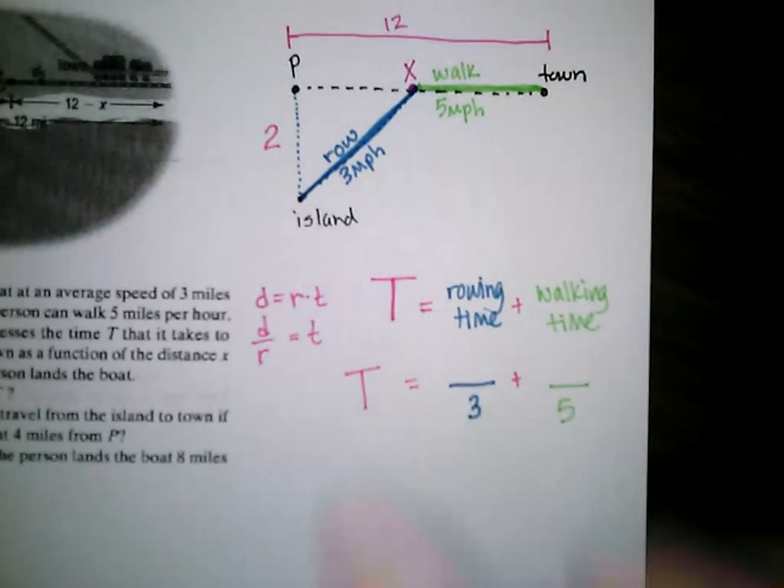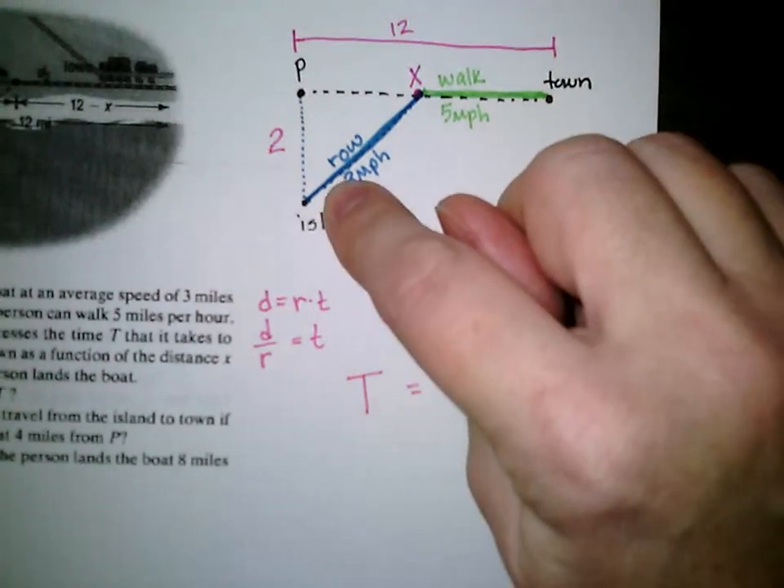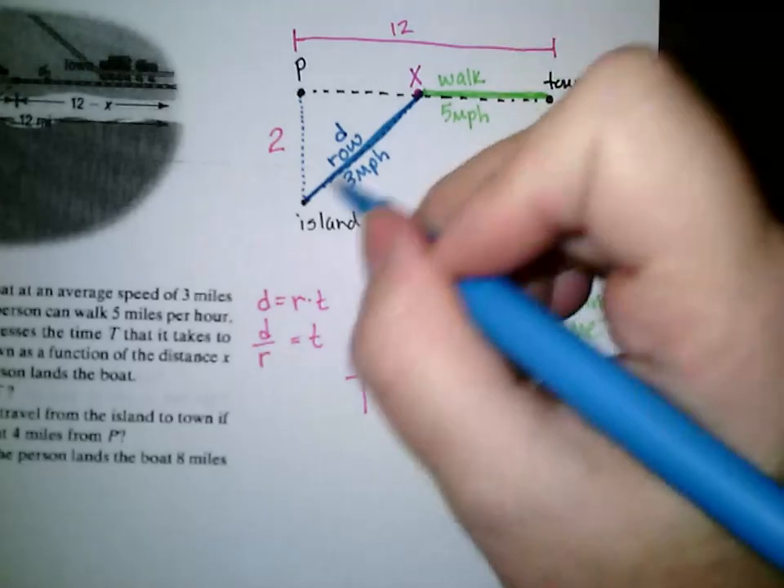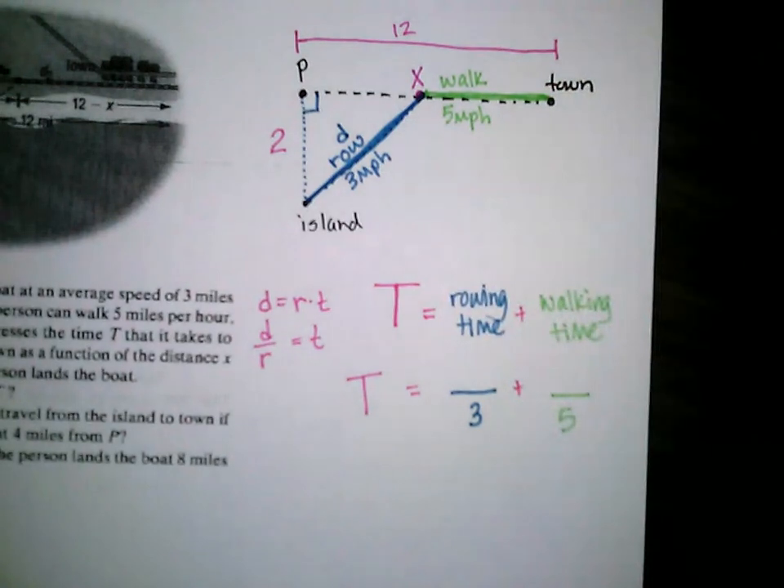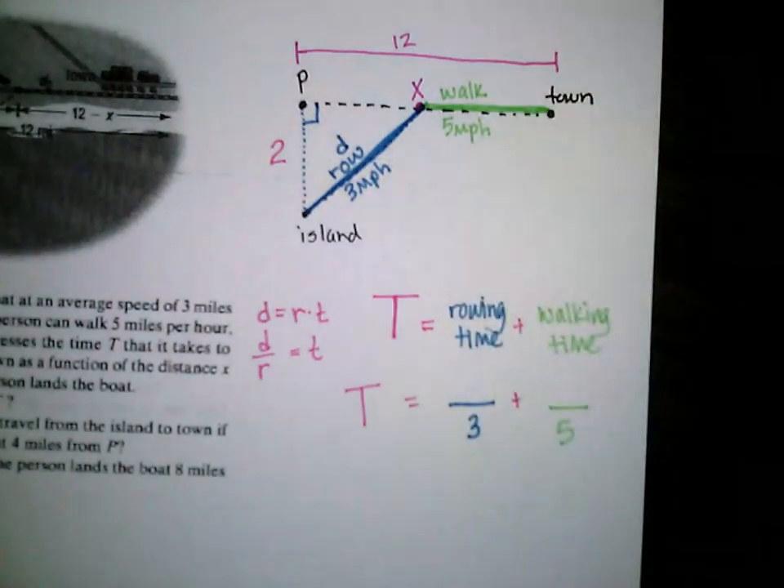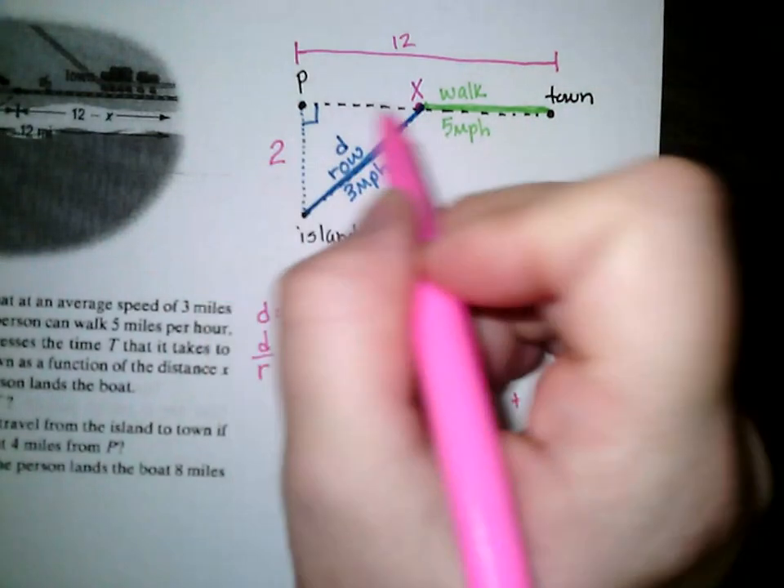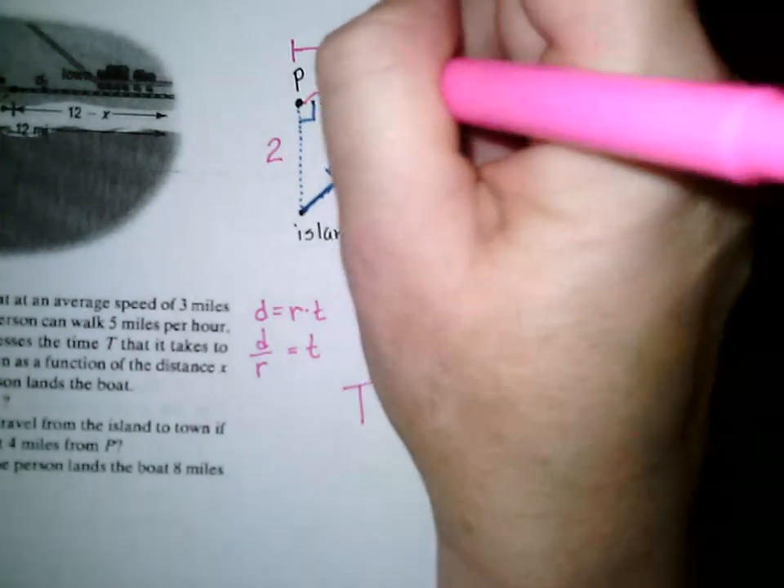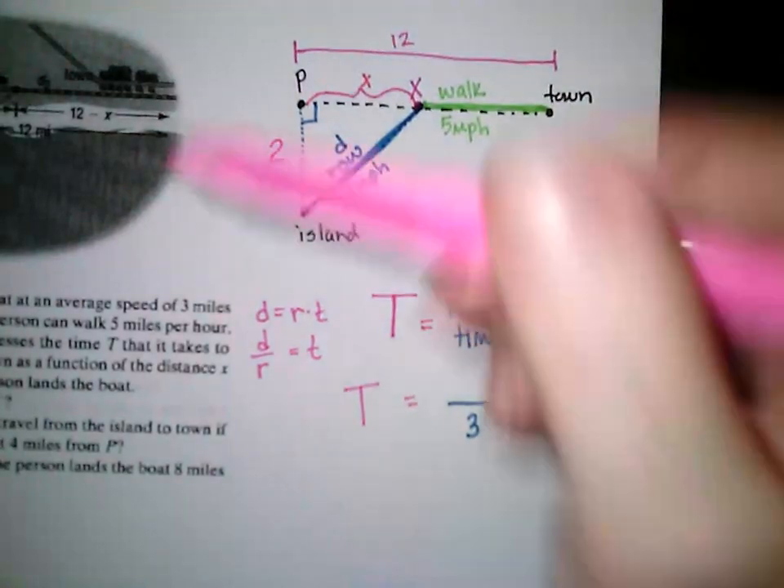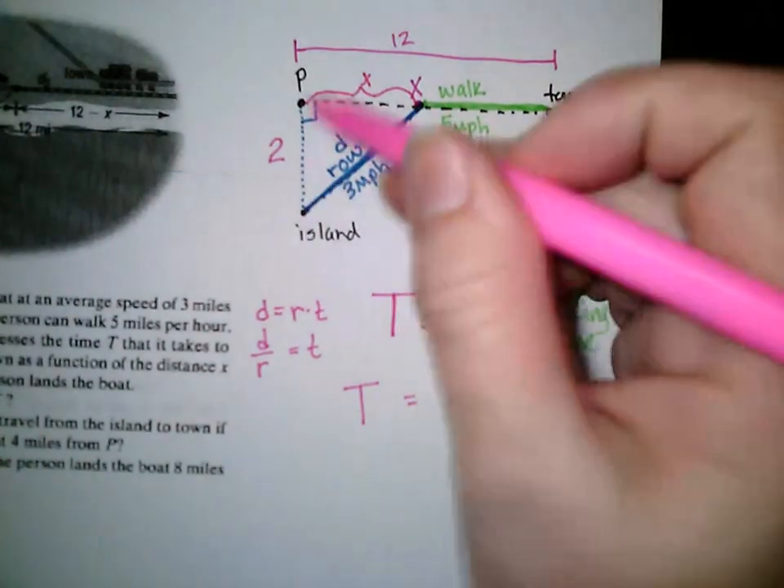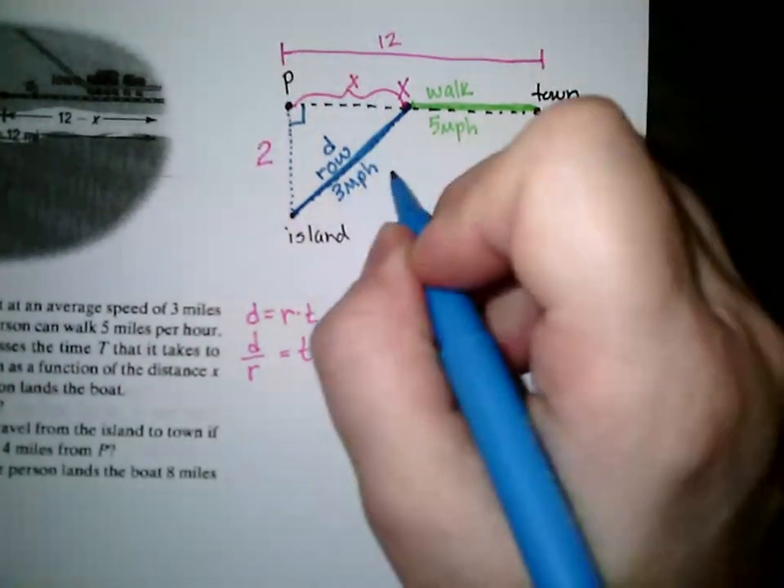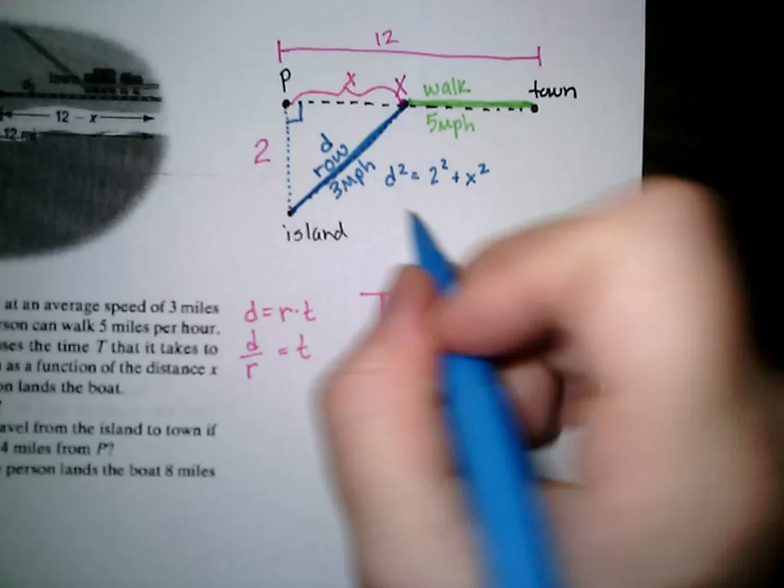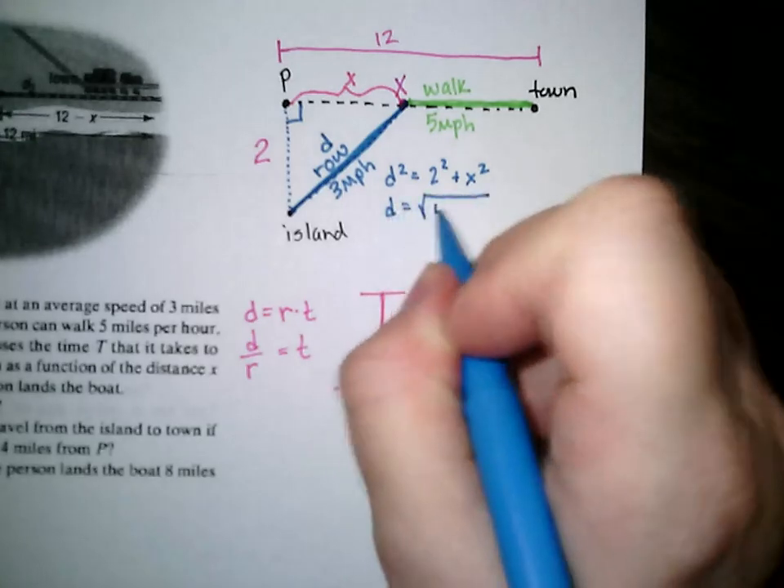Okay. The rowing distance is this. The distance rowing is this length. And I've got a right triangle there with a length of 2 on that side. If I'm putting this point x, I could just label this entire distance to be x miles. And then I could use the Pythagorean theorem there. For my rowing distance, I know d squared would equal 2 squared plus x squared. So d would be the square root of 4 plus x squared.